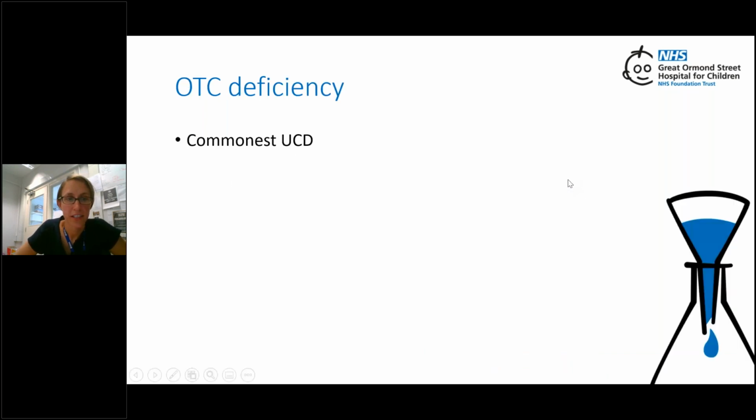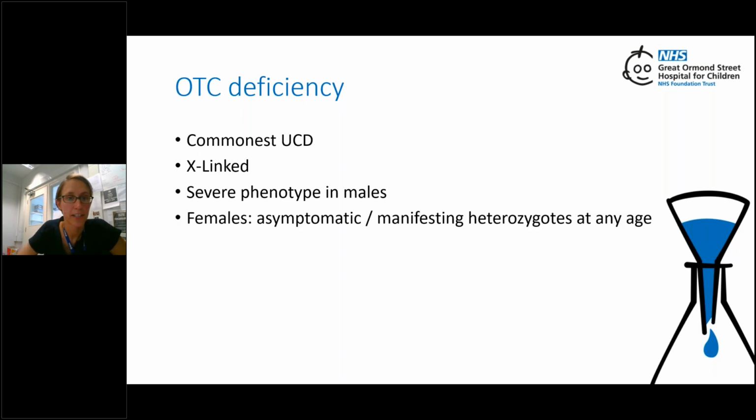And OTC deficiency is one of the commonest urea cycle defects. You may remember that it's inherited in an X-linked fashion. So we normally see very severe phenotypes in males. And the females can often be asymptomatic, but they can also manifest as heterozygotes at any age and with any severity.